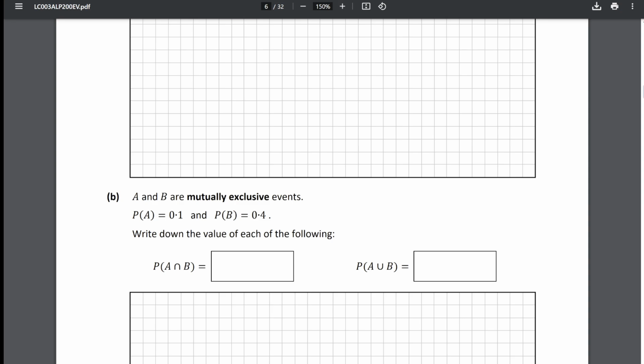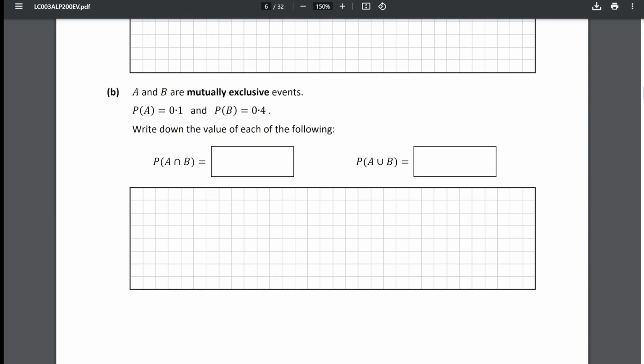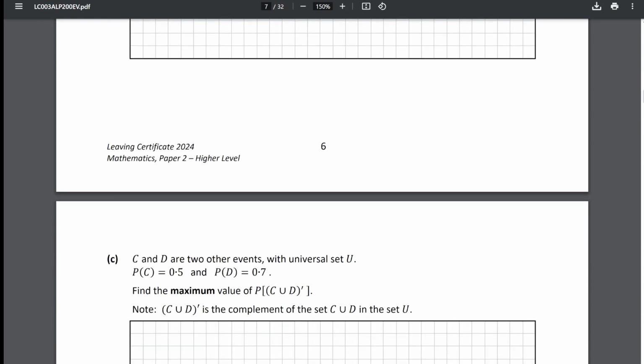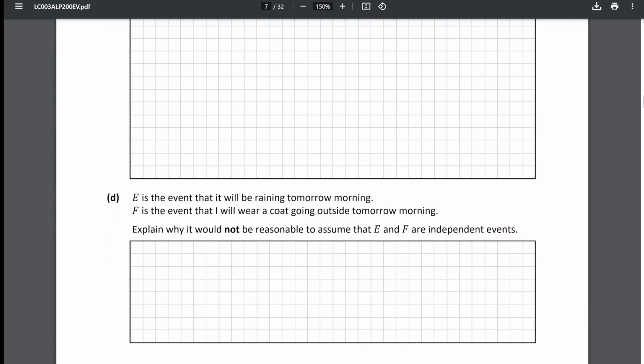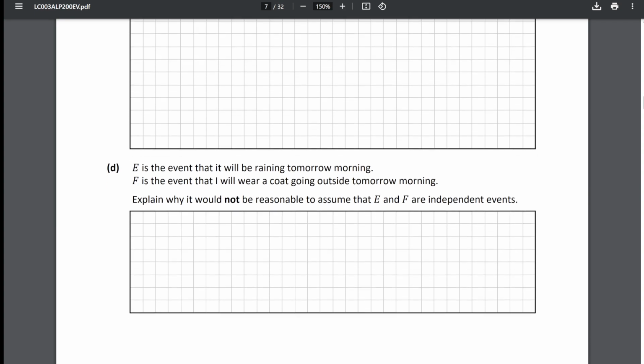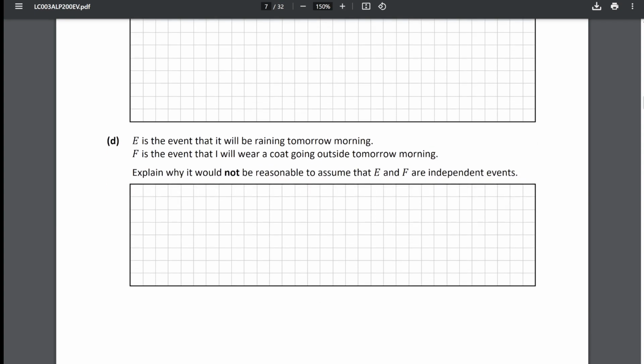I might just zoom in on these. Yeah, some really unique questions about probability, just knowing your definitions of mutually exclusive, and then some other stuff here as well. Again, introducing a lot of sort of "explain that" questions. So you have to explain why E and F, or it's not reasonable to assume that they're independent.